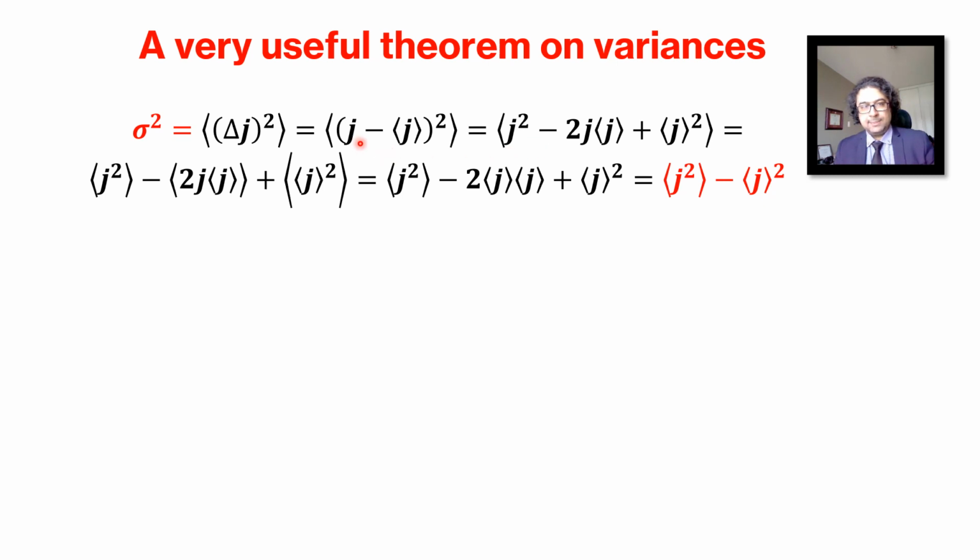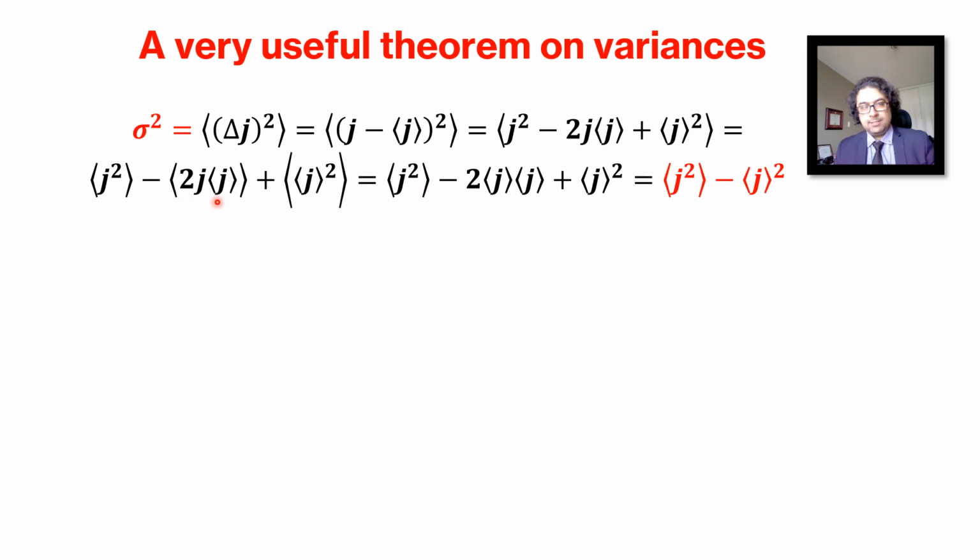So binomial expansion, right? It's the first term squared plus the second term squared minus twice the first term times the second term. Now, I have three terms here, so I can just separate them. So here I have the average of j squared, minus the average of 2 times j times the average of j, and then plus the average of j squared. I'll keep the average of j squared as it is.